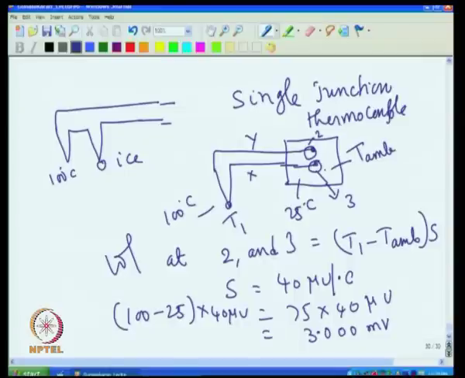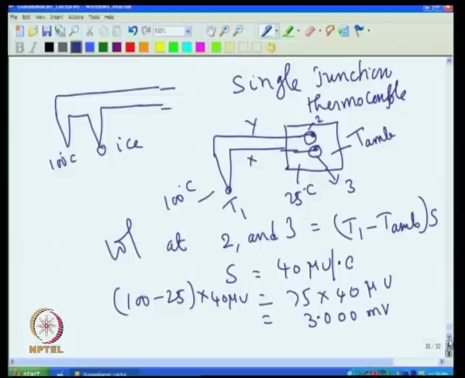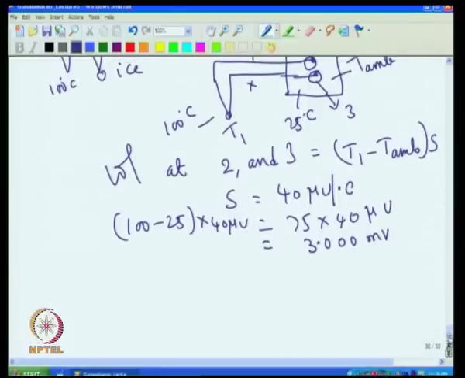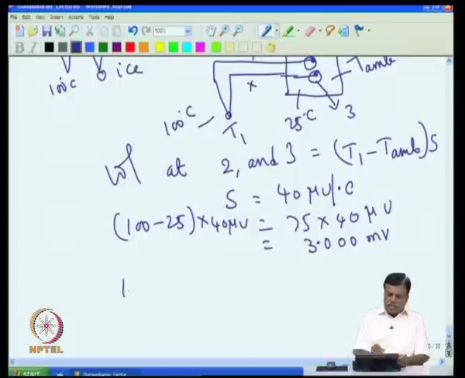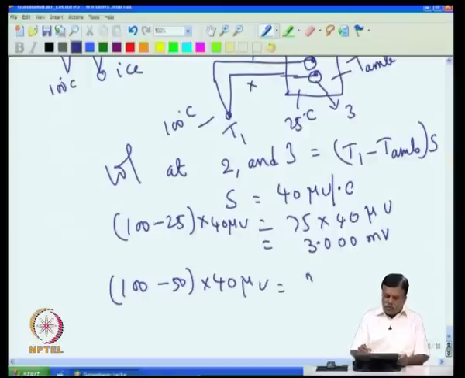Of course, there is no issue, because we have now eliminated one junction; we have only one junction and have terminated it at room temperature. So, ice is no more required. But the problem is that if the ambient temperature changes, suppose the room temperature changes, then you will have a problem because we are terminated at room temperature. Suppose the room temperature goes to 50 degree. The temperature at T1 is continuously 100, but the ambient had changed from 25 to 50 degree. Then this will give you only 50 into 40 microvolt, which will be only 2 millivolt.